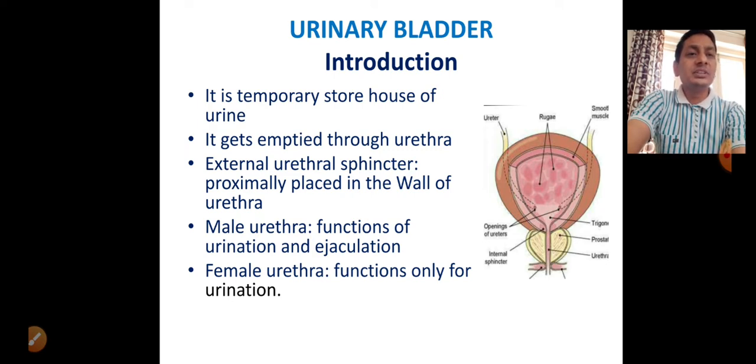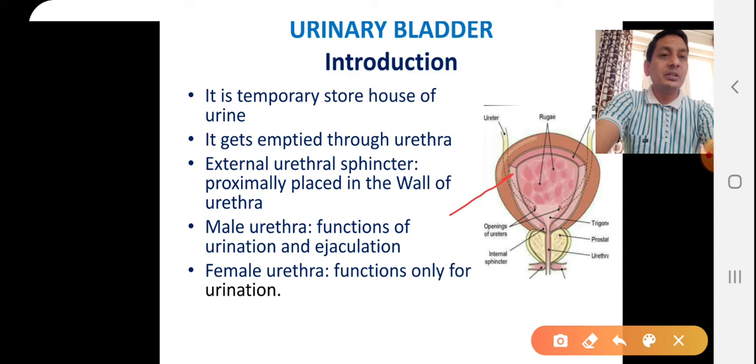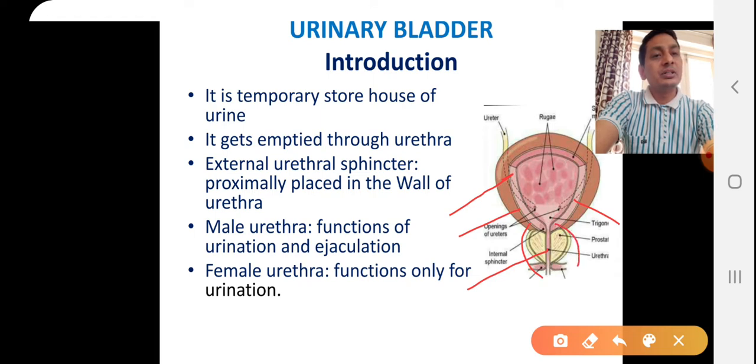Now we see here the urinary bladder, which is the reservoir of the urine, and these are the openings of the ureters into the urinary bladder, and this is the urethra. In the male, at the neck of the urinary bladder or the urethra, there is a surrounding gland, the prostate gland. It is present only in the male.